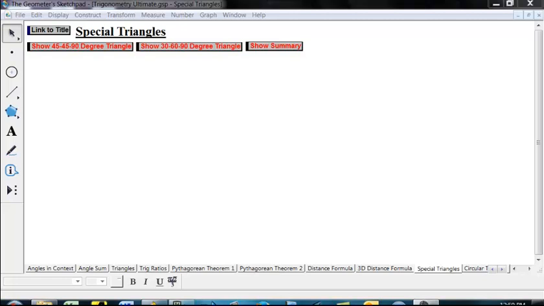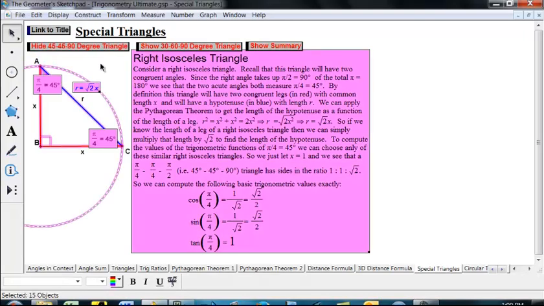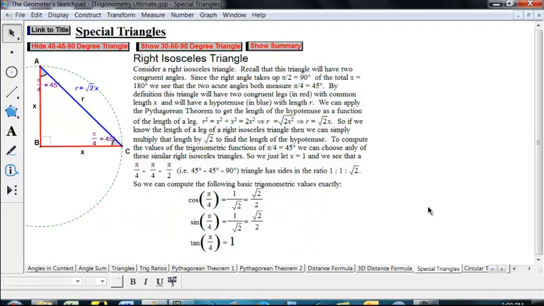Okay, next we're going to look at some very special triangles. The first one we're going to look at is an isosceles right triangle. Remember we've studied isosceles triangles. We know that isosceles triangles have a pair of congruent sides. So let's let both of these sides be x. So y and x are the same thing in this case. And then the hypotenuse, we'll call that r as usual.